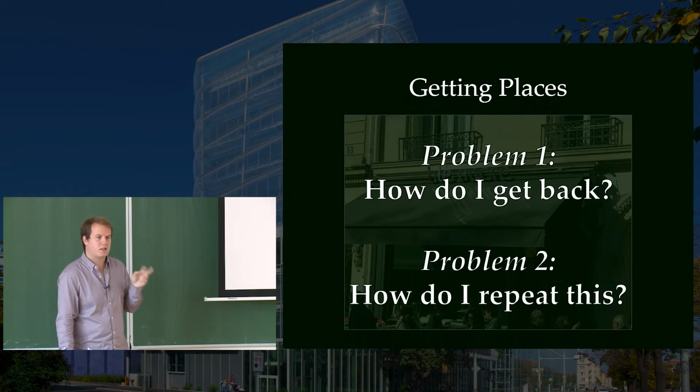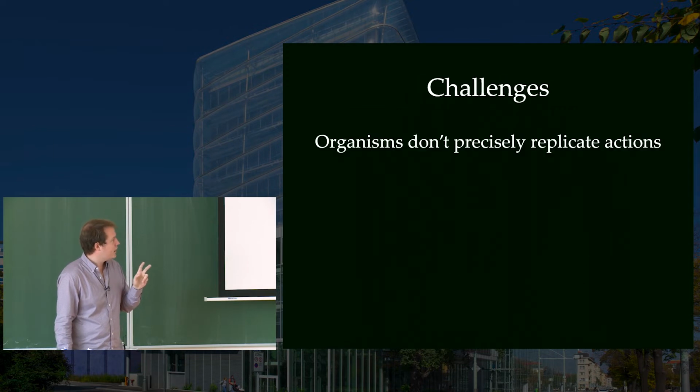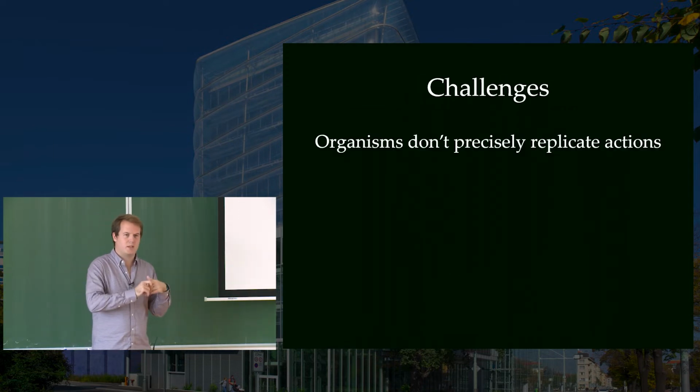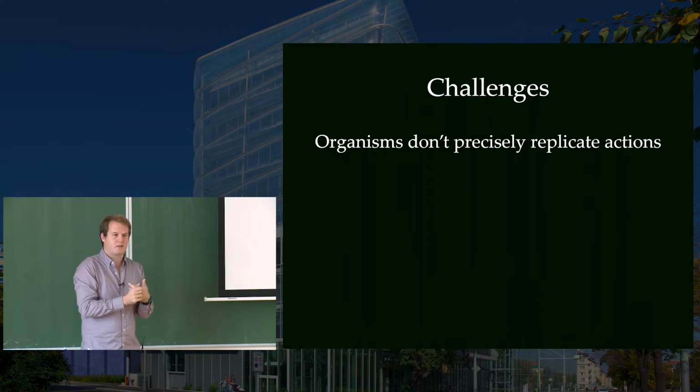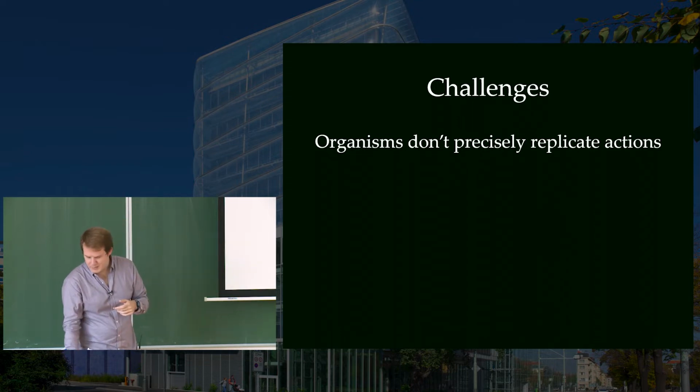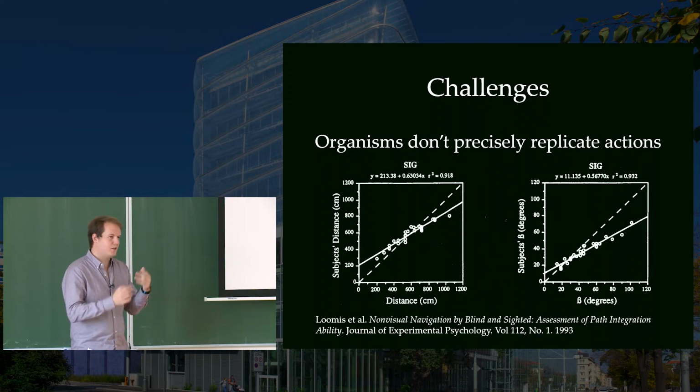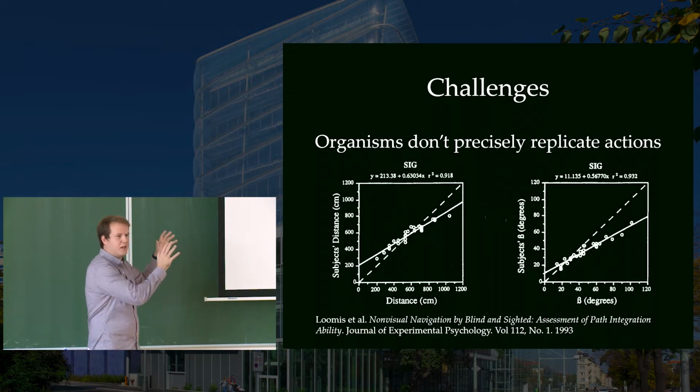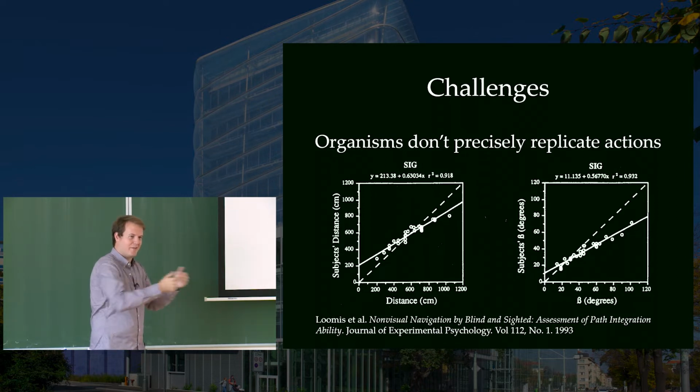And the reason why it's challenging, I think, there are two big reasons. The first is that organisms like humans and smaller animals and robots don't precisely replicate their actions. It's really hard to precisely repeat what you do. And people in the psychology world actually study this, and you can do things like blindfold people and ask them to walk a certain distance. You basically walk them one distance and you have them walk back.